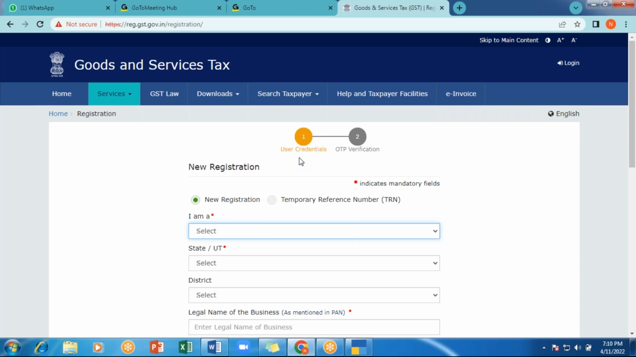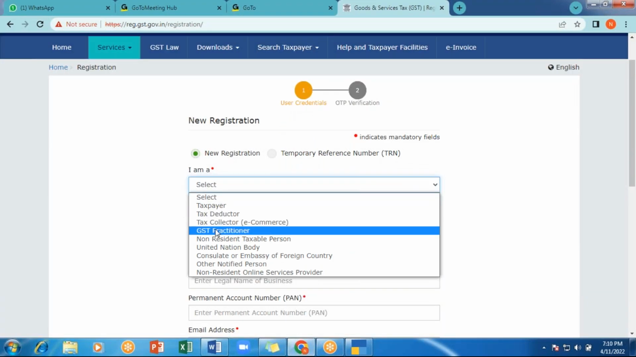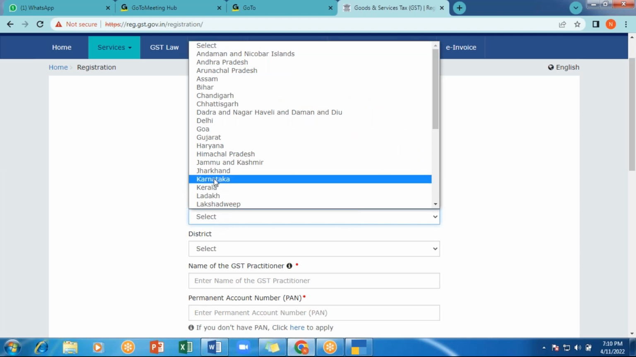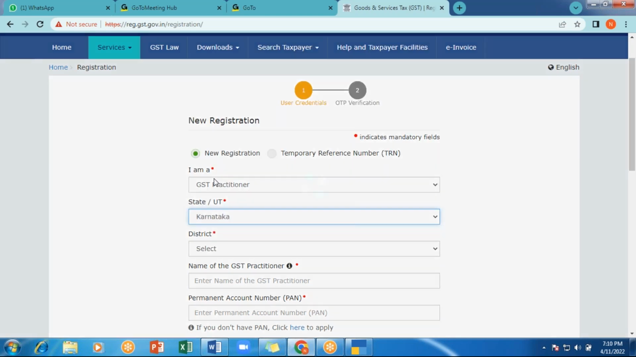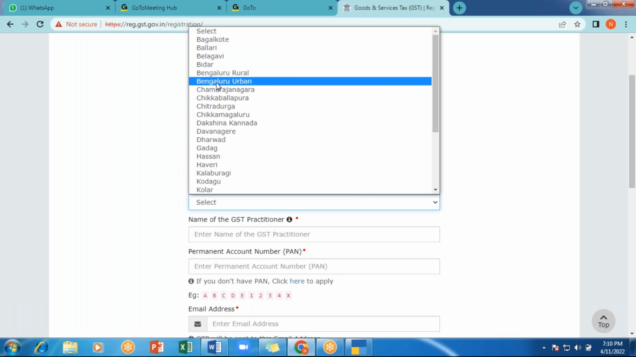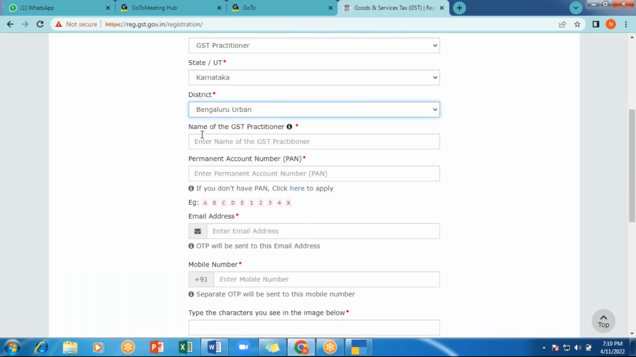So what is there in the first step? User credentials, which means basic information of my company. I am a GST practitioner. In which state is my company registered? It is registered in Karnataka. So in Karnataka, which district? Bangalore, rural or urban? So I'll select urban. Now the name of the GST partner, that is the name of your company, you have to give. So I'll give it as NICT.